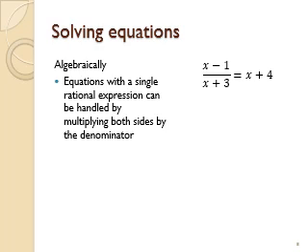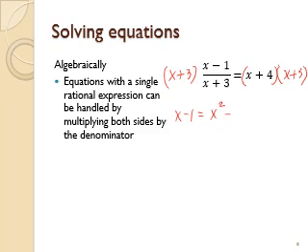Let's look at one more example. Again, we're going to multiply by the denominator, so that's multiplying both sides by x plus 3. And again, on the left-hand side, the denominators just cancel, so that's pretty easy. On the right-hand side, I'm going to have to FOIL, so that's x squared. This time I'm going to go ahead and combine my like terms right now, if you don't mind. So that would be plus 7x plus 12.